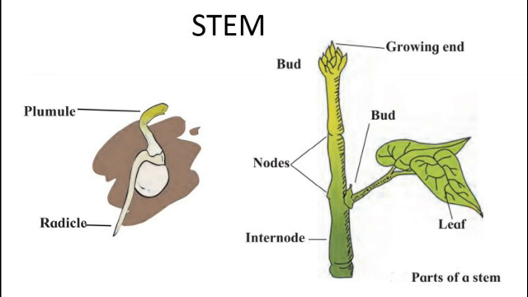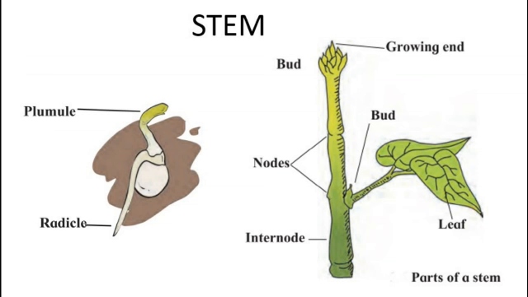There are nodes on the stem. Leaves come out of the nodes. The part of the stem between two nodes is called an internode. The tip or the apical end of the stem is called a bud. Observe a branch of any plant and identify its different parts as per the diagram.